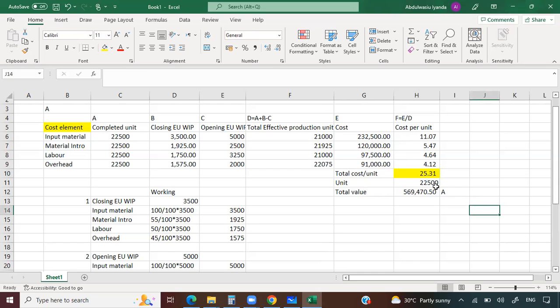25.31. And how many did you complete? You completed 22,500. So 22,500 multiplied by this is how we derive the value.